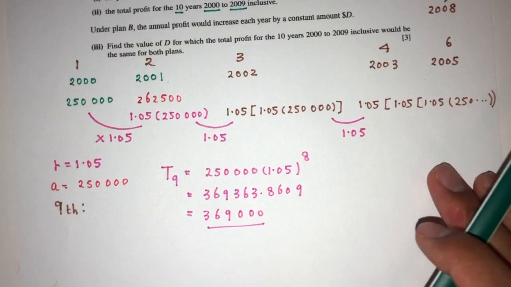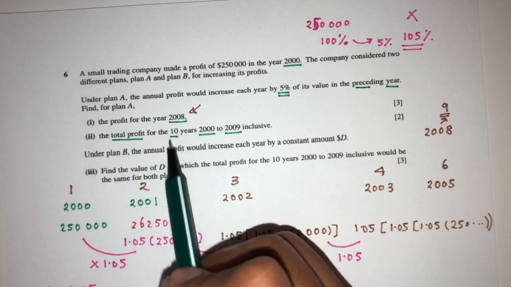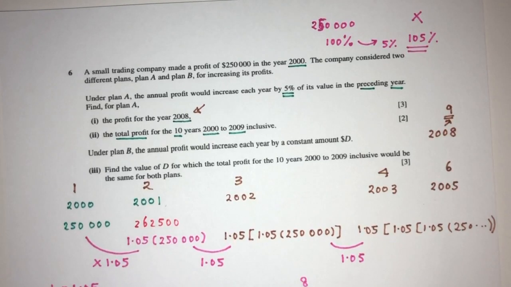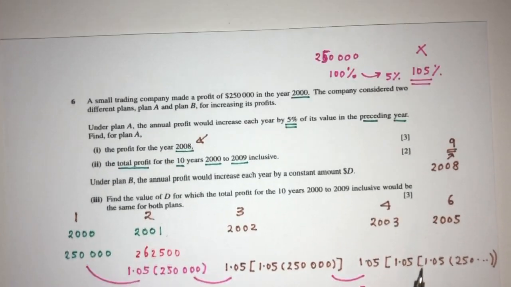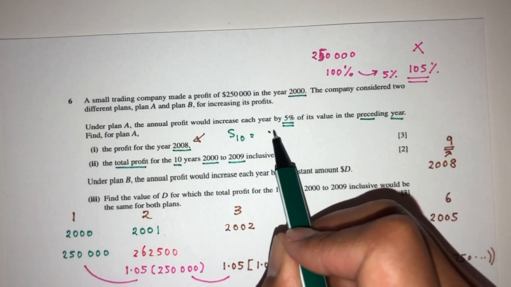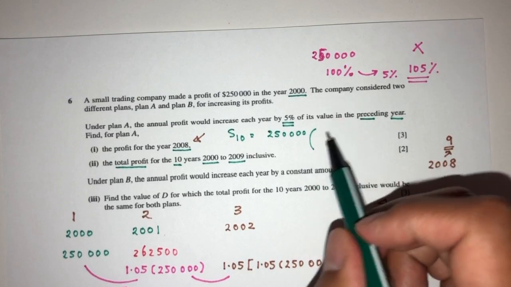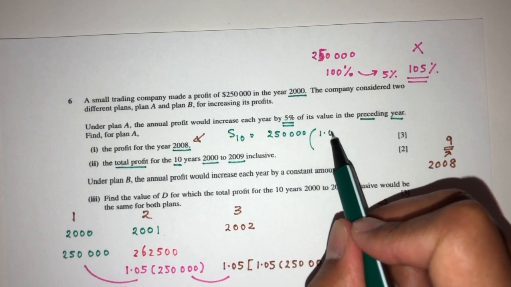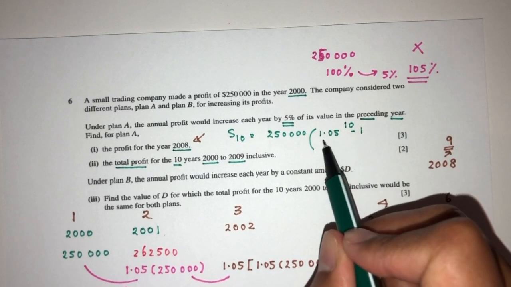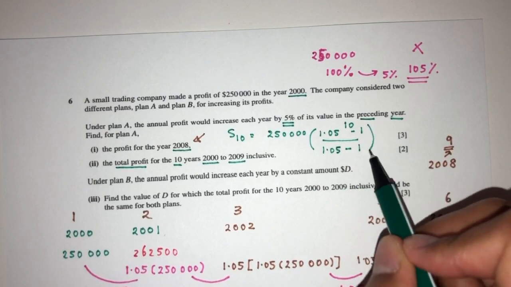Now let's move on to part 2 of the question. We have to find the total profit for the 10 years. So we have to find the sum of the first 10 terms. So the sum of the first 10 terms will be what? That will be A times 1.05 power n, which is 10 terms, minus 1, over 1.05 minus 1.